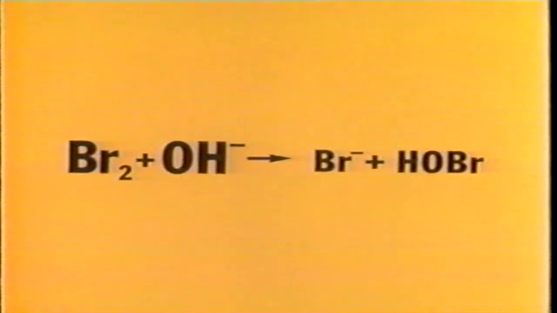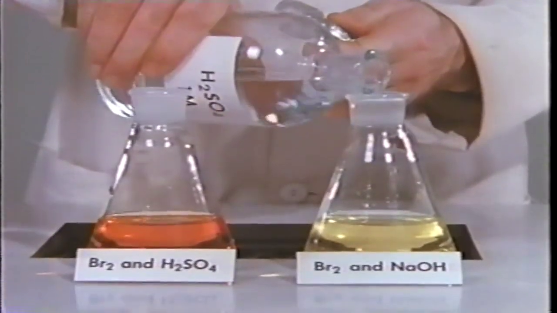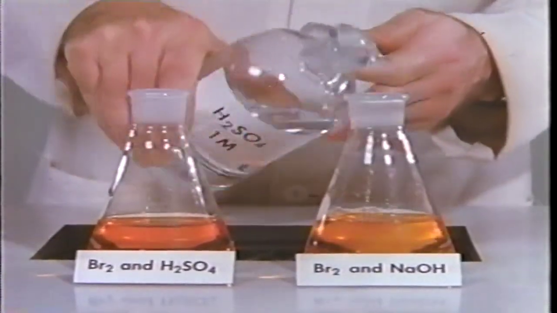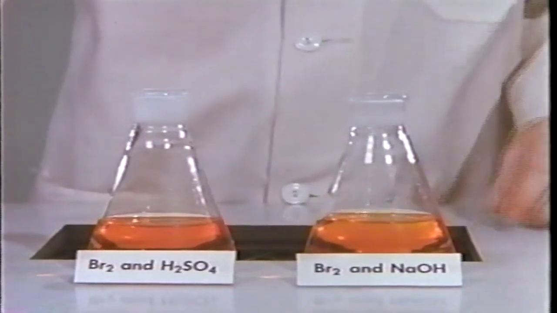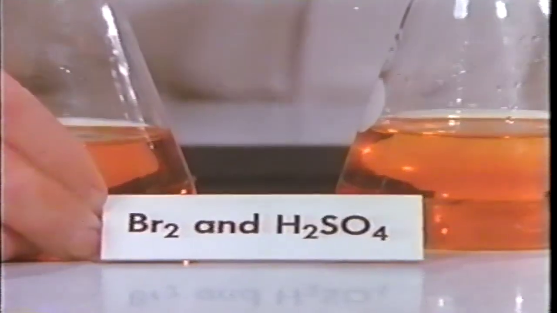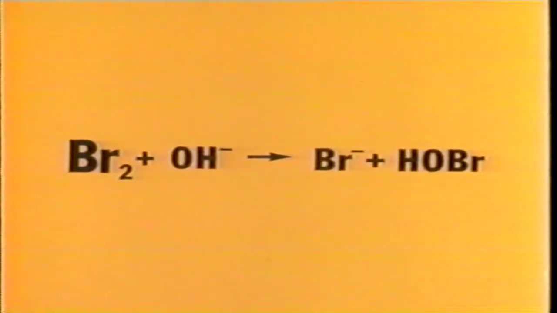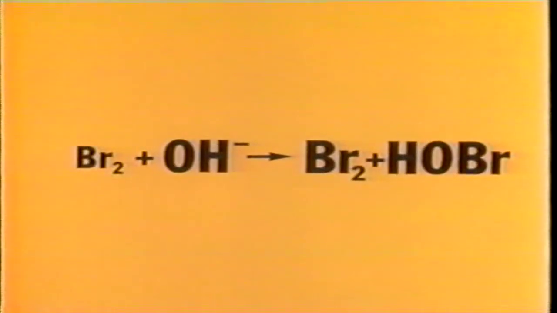Is the reaction reversed when acid is now added? Yes. As the concentration of hydroxide ions is lowered, the bromine color comes back. So bromine, in aqueous solution, can exist in different forms which are in rapid, reversible equilibrium, readily shifted by changing acidity.